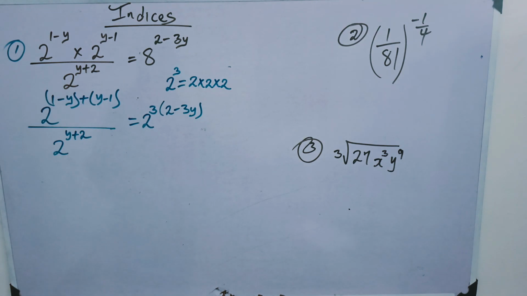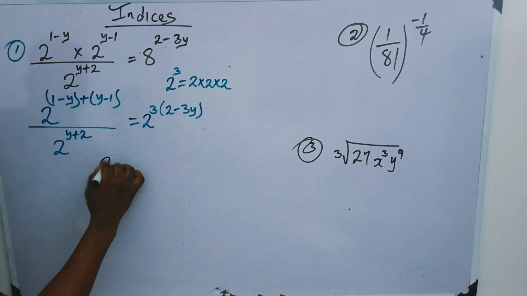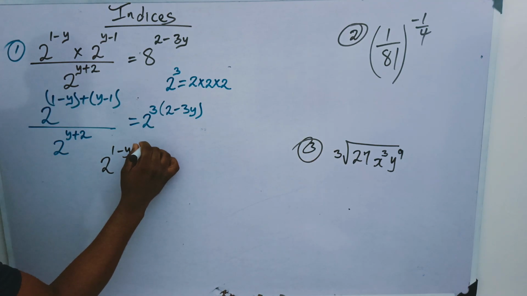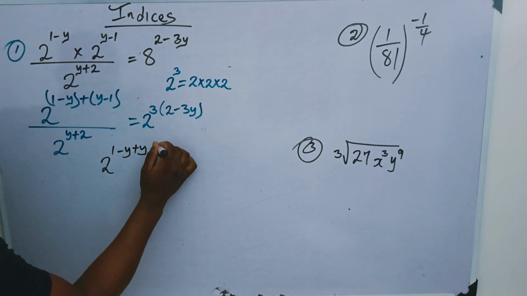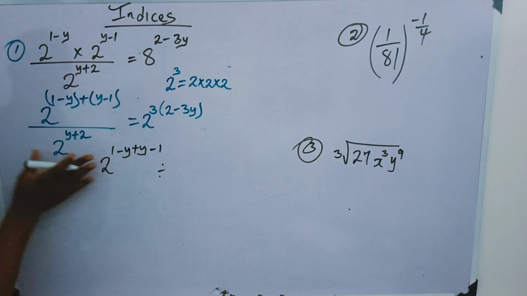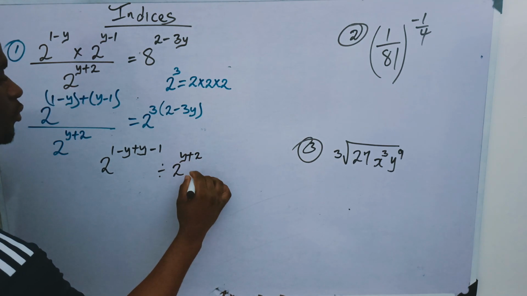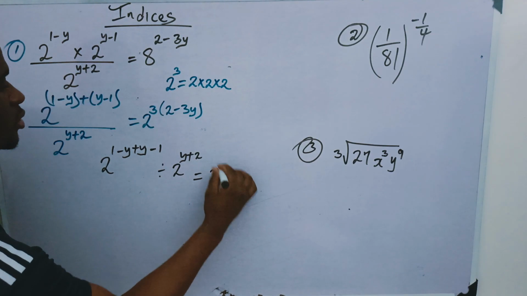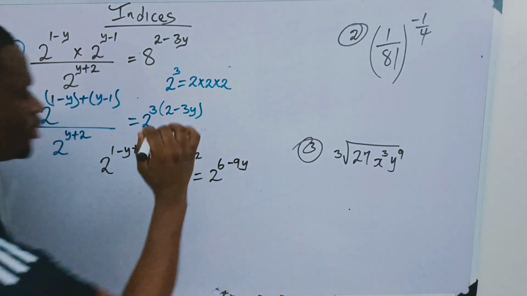Okay, then let's go further to simplify this power. You open up the bracket. So I have 2 raised to the power of 1 minus y plus y, then minus 1. Then I have it divided by, see, I'm choosing to write my division like this. If you leave it like this, you're still good, right? So I have 2 raised to y plus 2 equals, so 3 would open this bracket. 3 times 2, you have 6. Then 3 times negative 3y is negative 9y.